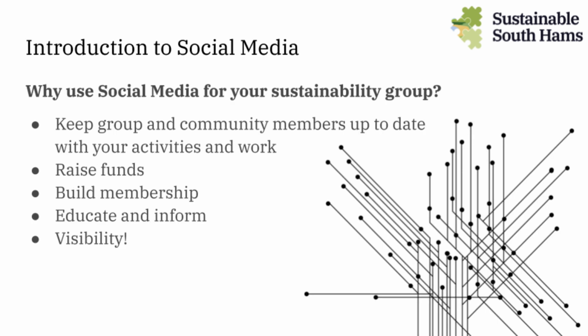So our first question, why use social media for your sustainability group? The main thing is keeping your group members or your community members up to date with all your activities and work. So it's a really good place where you can say, we've got this event coming up, we've done this event, we're planning something, we're applying for funding for something. You can really keep people up to date, let them know what's going on, and help people find things that they might like to attend.